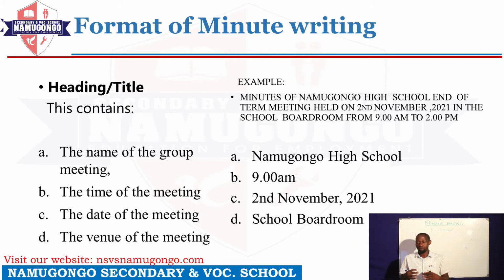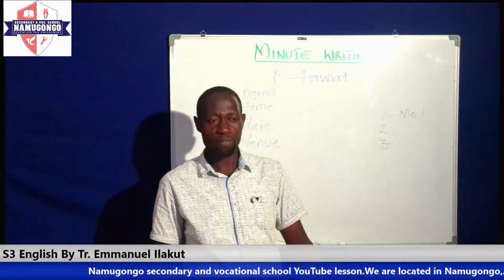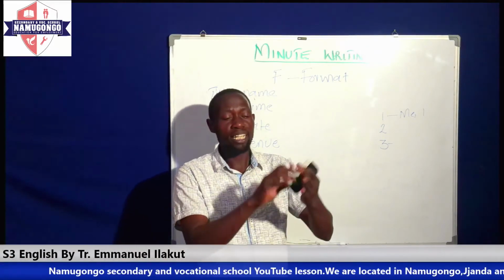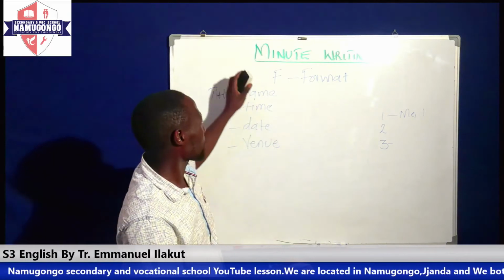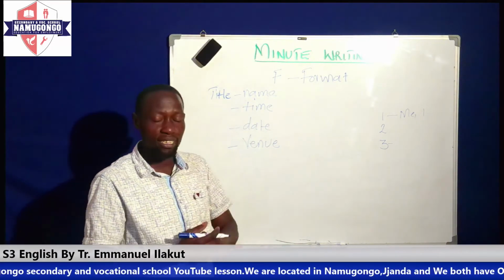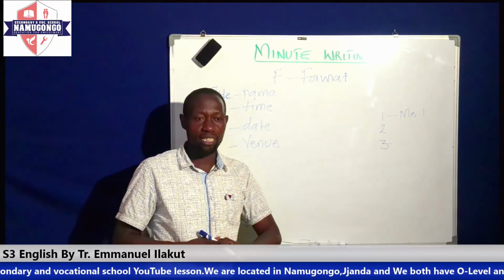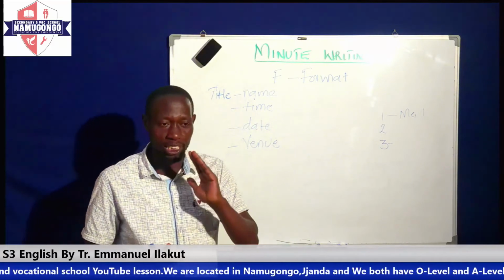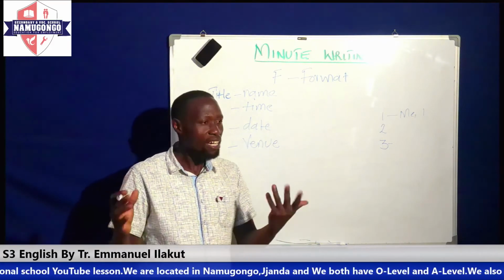And then 4, the venue where this meeting took place. It could have been in the beautiful main hall of Namgongo Secondary and Vocational School. Let's have an example of a title, because we have said that it must have the name of the group meeting, the time of the meeting, the date of the meeting, and the venue of that particular meeting. Let's have an example here.